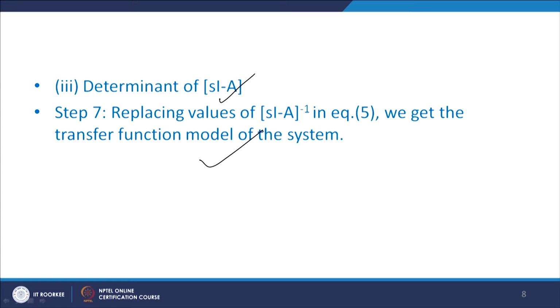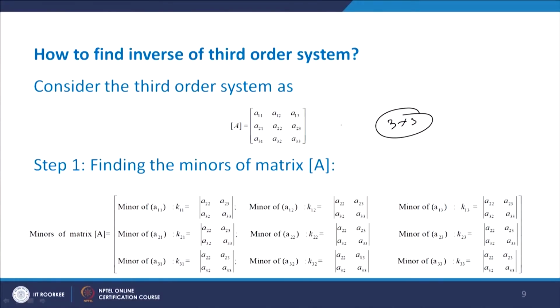That is, the main purpose is to calculate the adjoint and also the determinant. Now, how to calculate the adjoint and determinant of a matrix? So, this is a matrix. For simplicity we have taken a 3 by 3 matrix: A11, A12, A13, A21, A22, A23, A31, A32, A33. Let us say these are some elements, and this matrix A is a square matrix.